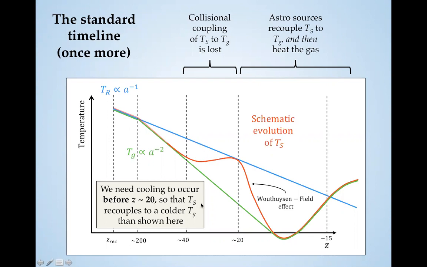So, what do we want to happen in the mixing scenario? We want the hydrogen cooling to take place sometime before z of about 20, so that when the red curve dips down and reaches the green curve, it'll be at a lower temperature than the standard case predicts. It'll be lower than what this curve is showing. But at the other end, we can't have cooling occur before z of about 200 because the gas and the CMB are still thermally coupled. So we'll end up seeing how these constraints show up in parameter space.